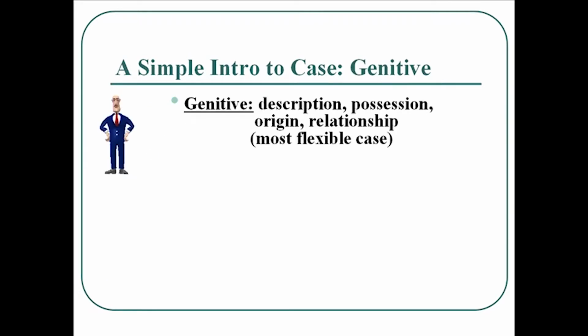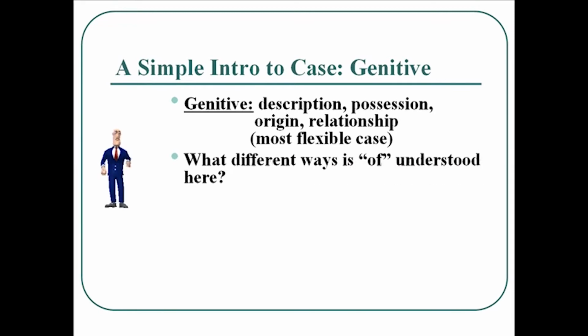The genitive is the most flexible of the cases. It can be used in terms of description, possessiveness, origin, relationship, and can be used in many contexts with the prepositions or even the other nouns that it's attached to. We will generally use the word of to translate the genitive.